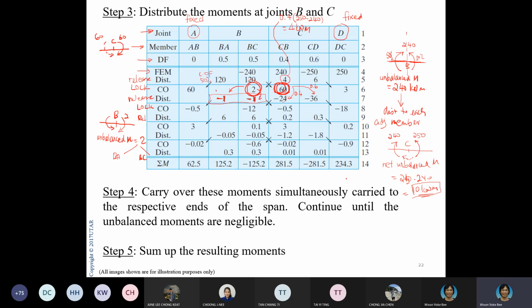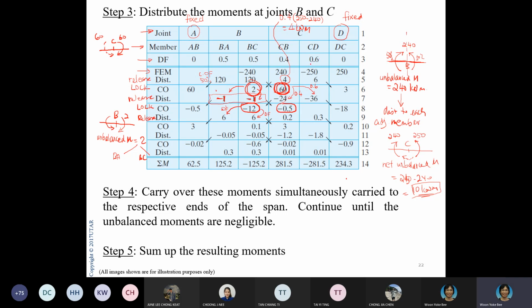If I release, my unbalanced moment would be here and here. This unbalanced moment, again, use your distribution factor. Always, if your unbalanced moment is anti-clockwise, your counterbalance will be clockwise; if your unbalanced moment is clockwise, your counterbalance will be anti-clockwise. So just be very careful. Sometimes students tend to get the sign incorrect.